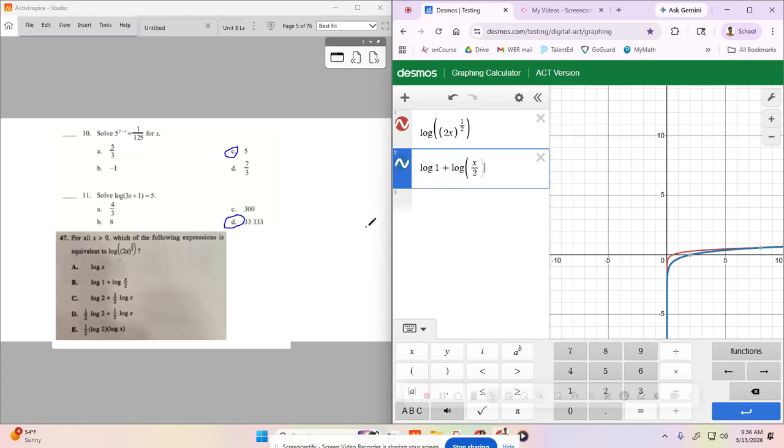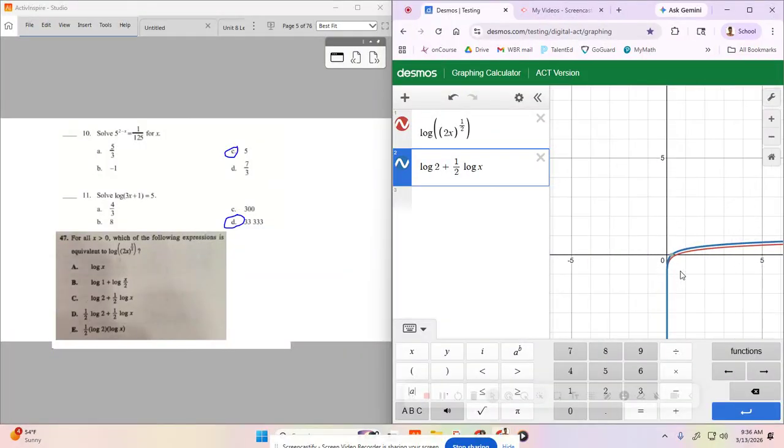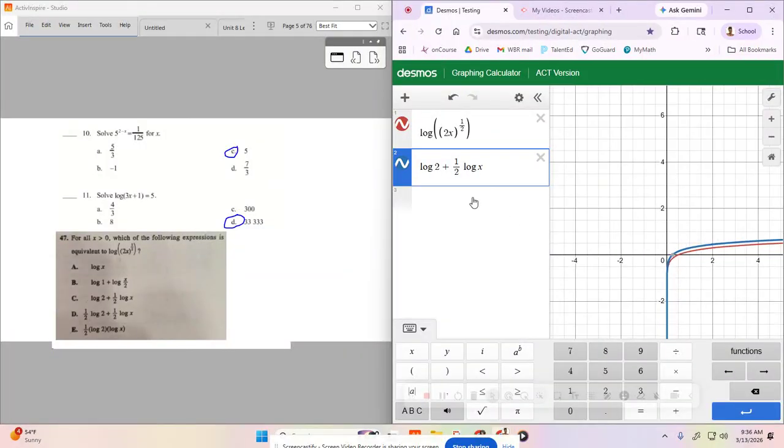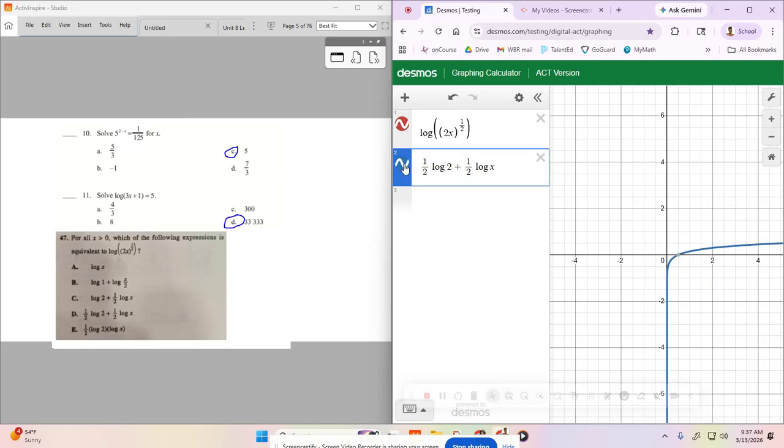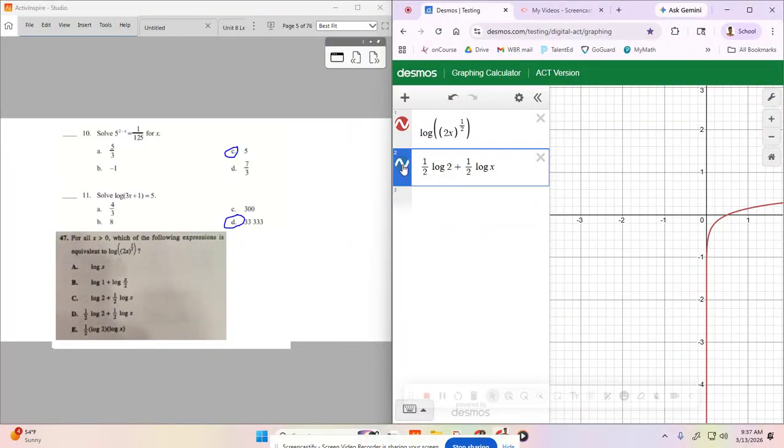Next one, log 2, then 1/2 log x. Still not the same graph. Try D, 1/2 log 2 plus 1/2 log x. And look at that, it is the exact same graph. The blue curve is directly on top of the red one. So that tells me that D is the right answer.